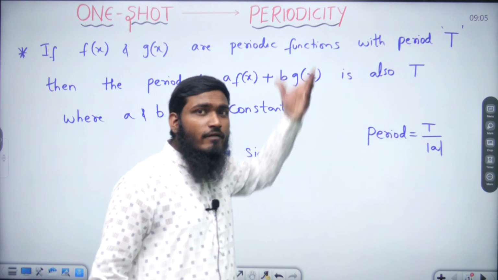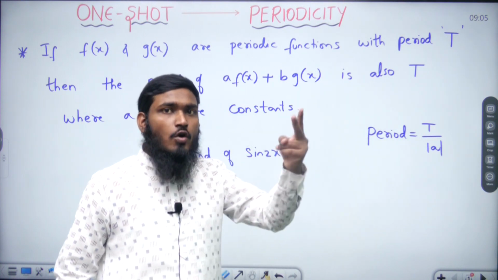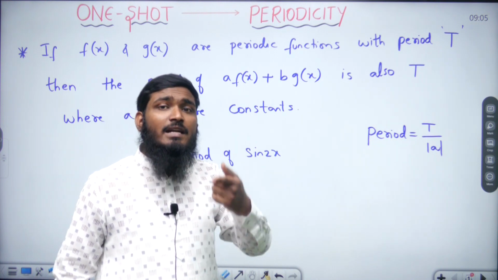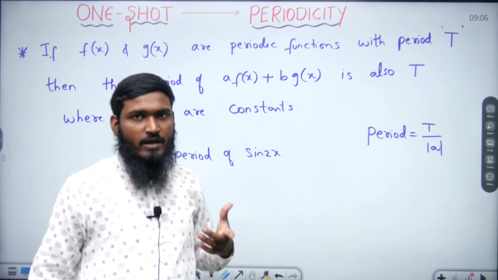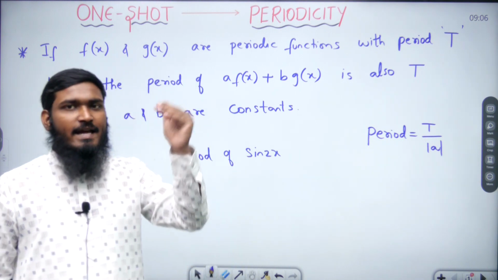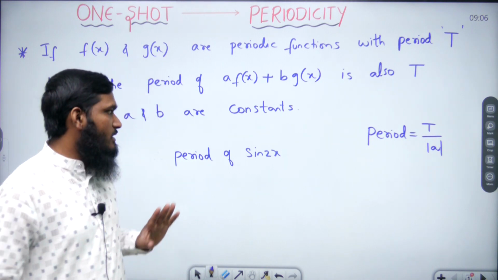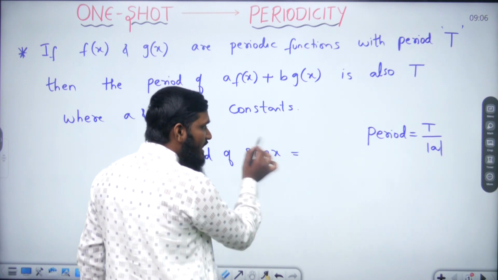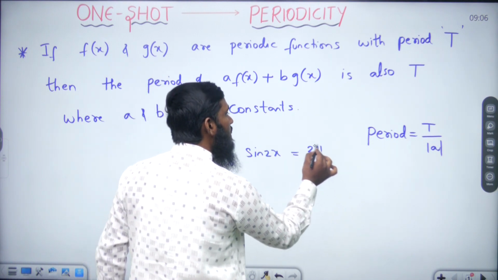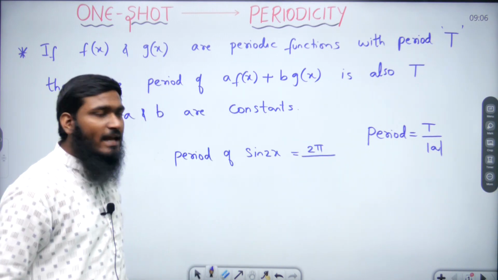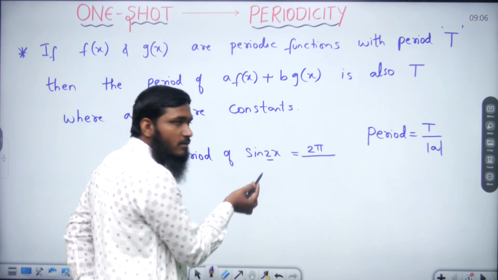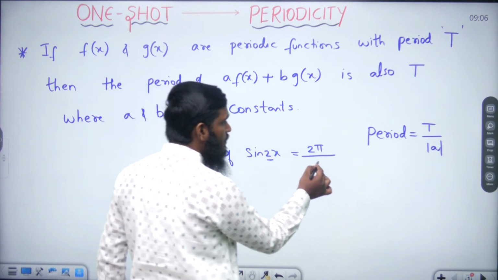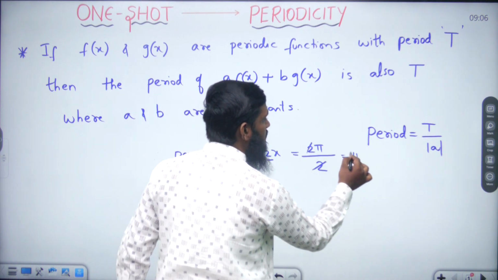Here t is the value for the trigonometric ratios: for sine, cos, secant and cosecant, t is 2 pi. For tan and cot, the value is pi. So tan and cot have pi; sine, cos, secant and cosecant have 2 pi. That's it. So the period of sine 2x: what is the t value for the sine function? 2 pi, divided by a. What is a now? a is the coefficient of x, which is 2. So the 2 gets cancelled, and it equals pi.